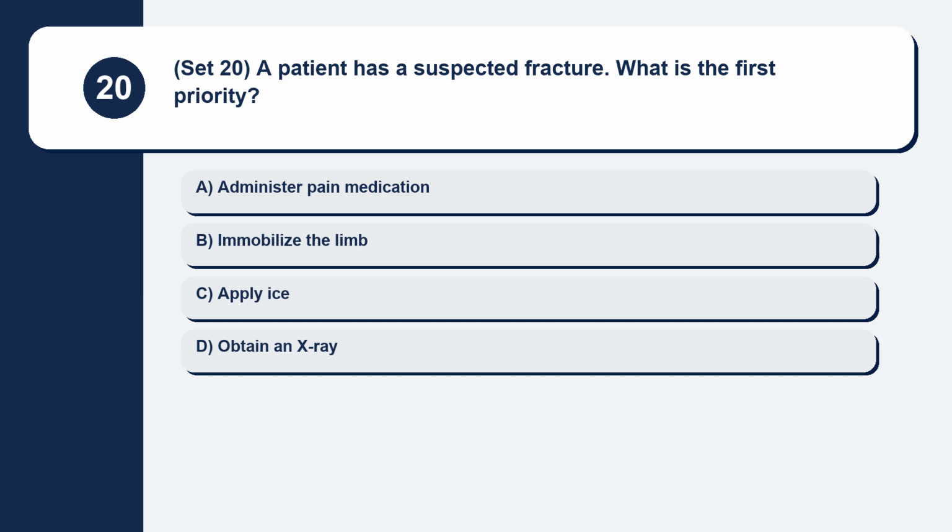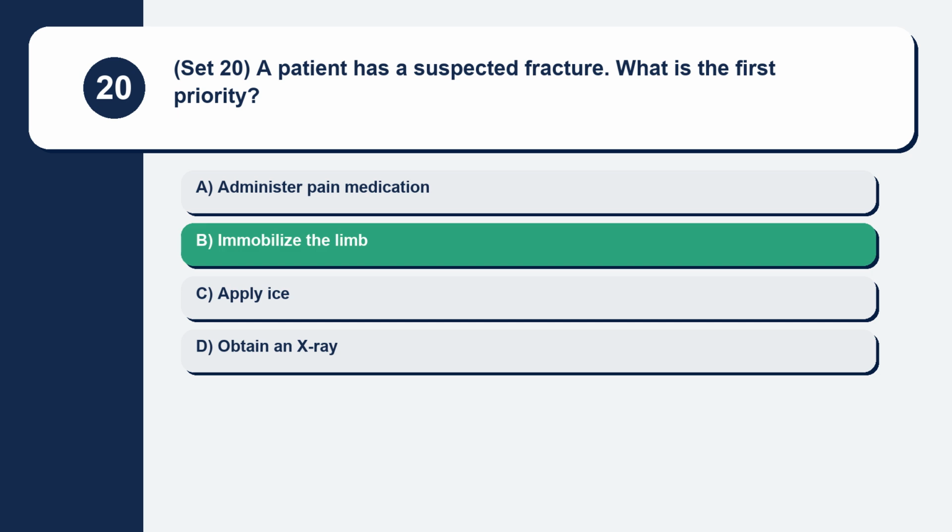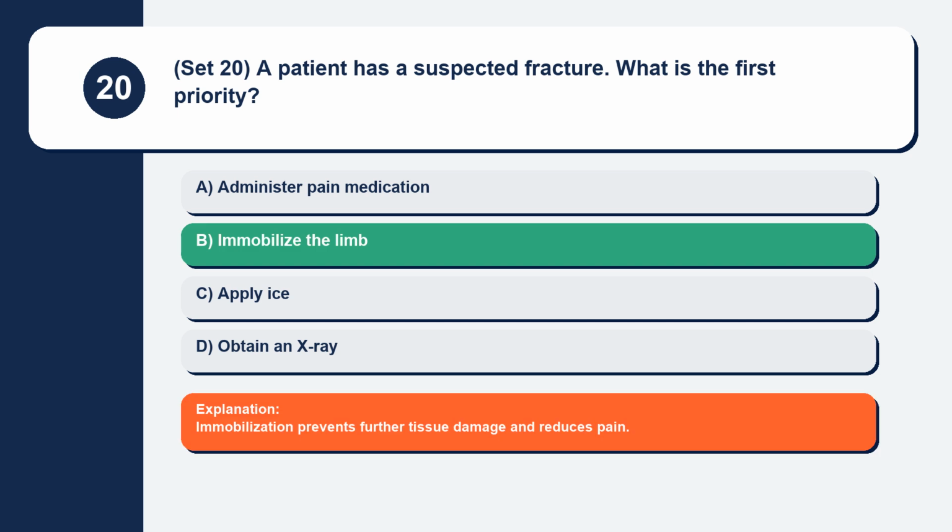Question 20. Set 20. A patient has a suspected fracture. What is the first priority? Administer pain medication, immobilize the limb, apply ice, obtain an X-ray. Immobilization prevents further tissue damage and reduces pain.